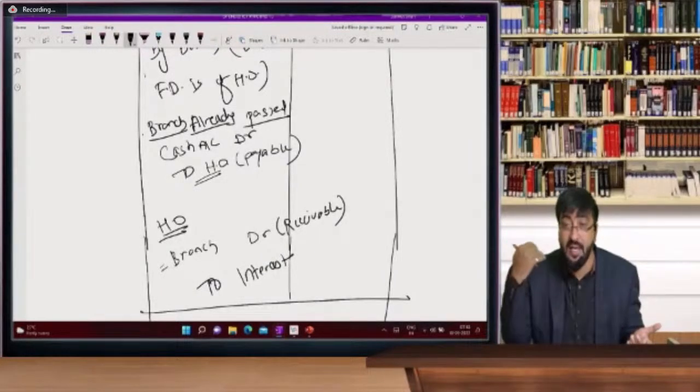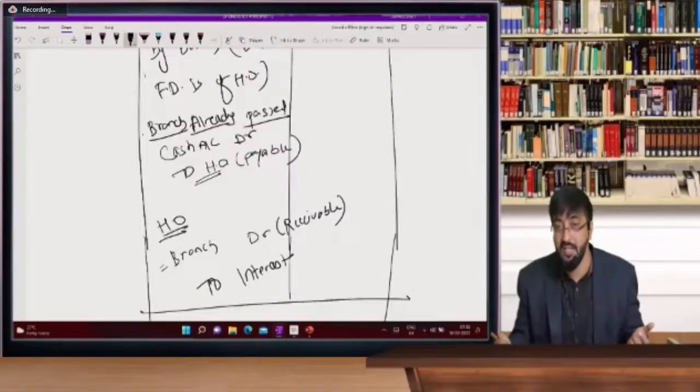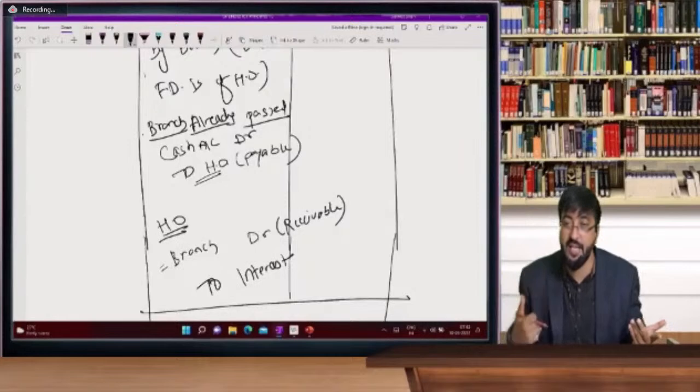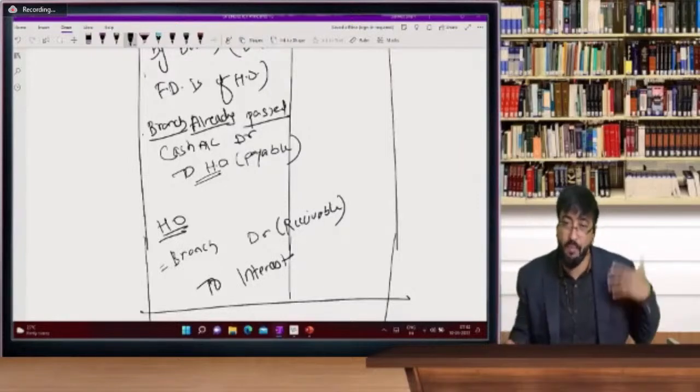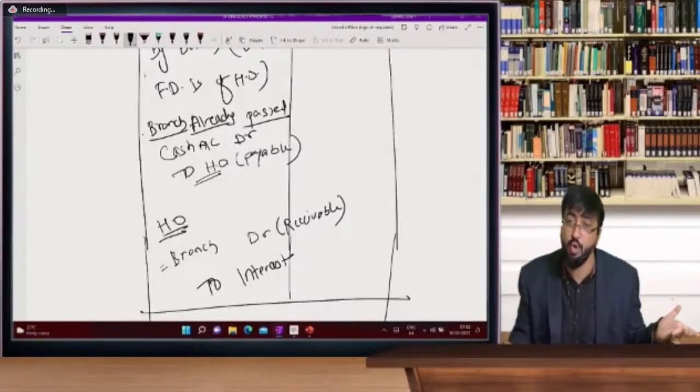So for branch, cash comes in. But this is not the amount of branch income. So branch will give this income. So this amount is payable to HO. It's very simple. अरे मुझे कैश आया पर वो कैश मेरा था ही नहीं, मुझे वो पे करना है बाद में. किसको पे करना है? HO को पे करना है. सो HO को मैं क्रेडिट करूंगा. सो कैश अकाउंट डेबिट टू HO.